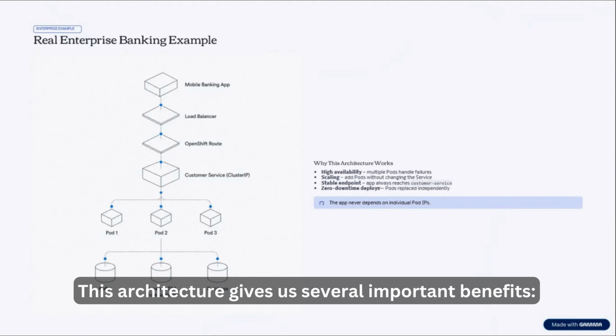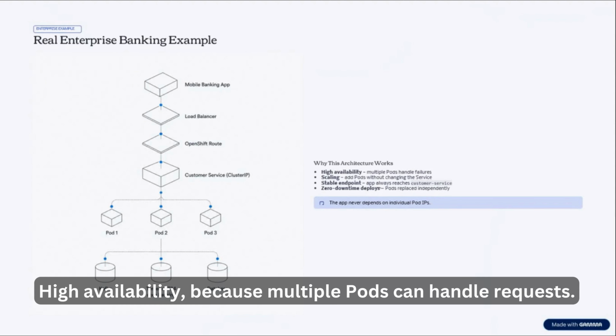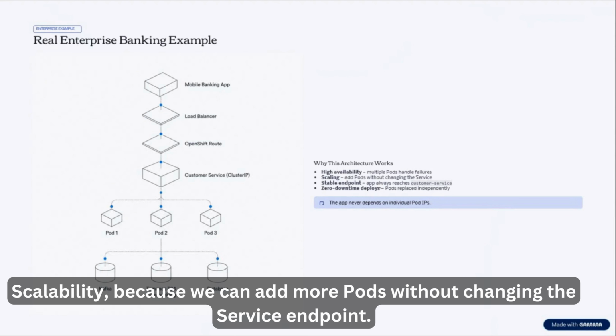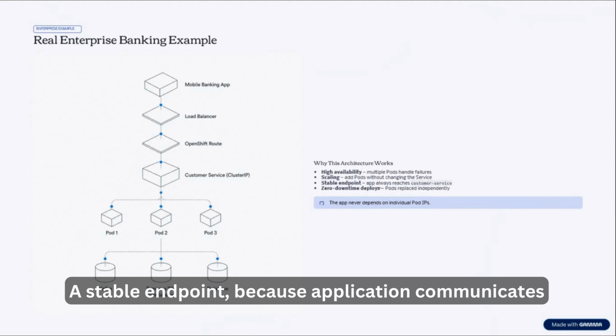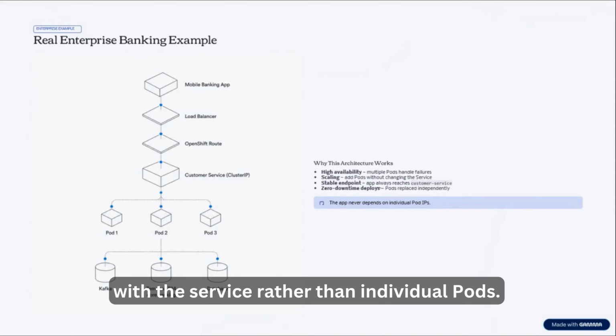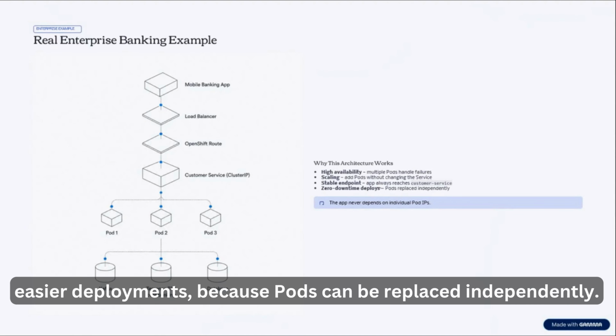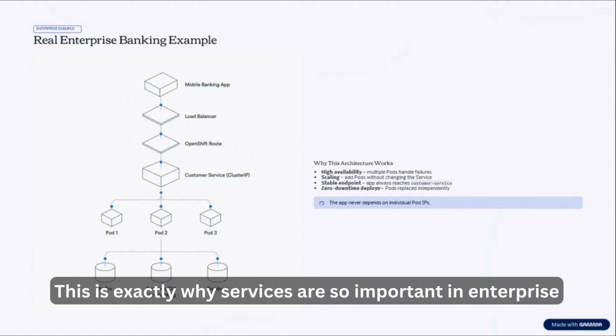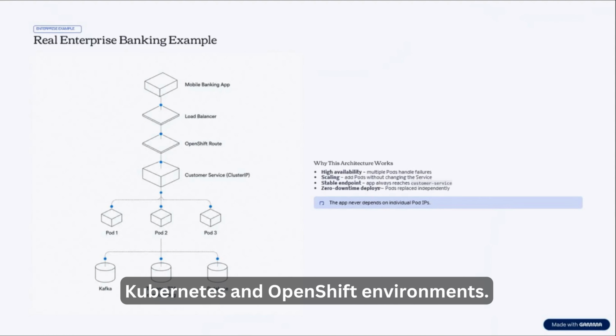This architecture gives us several important benefits. High availability, because multiple pods can handle requests. Scalability, because we can add more pods without changing the service endpoint. A stable endpoint, because the application communicates with the service rather than individual pods. And easier deployment, because pods can be replaced independently. This is exactly why services are so important in enterprise Kubernetes and OpenShift environments.